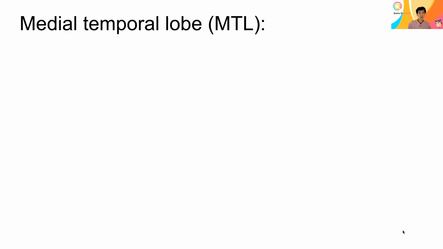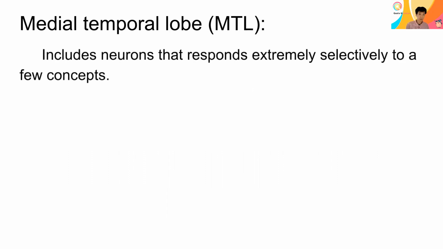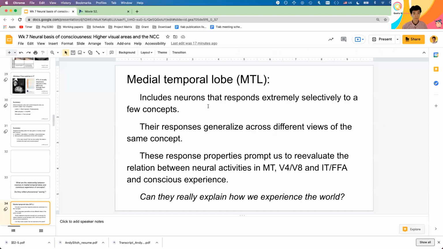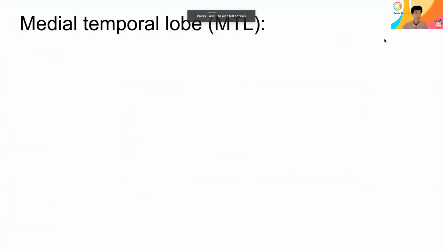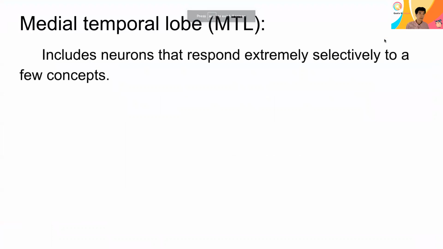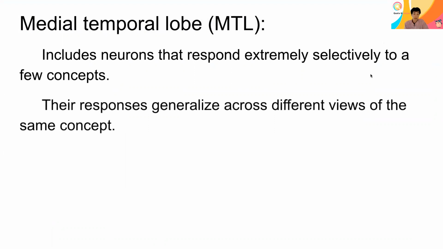Medial temporal lobe, or MTL for short, includes neurons that respond extremely selectively to a few concepts. Their responses generalize across different views of the same concept.